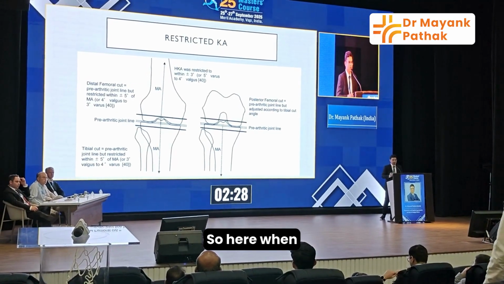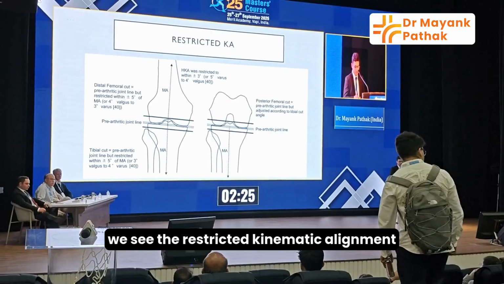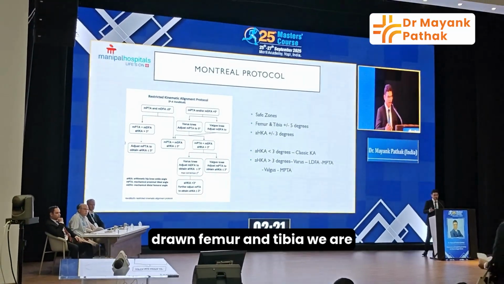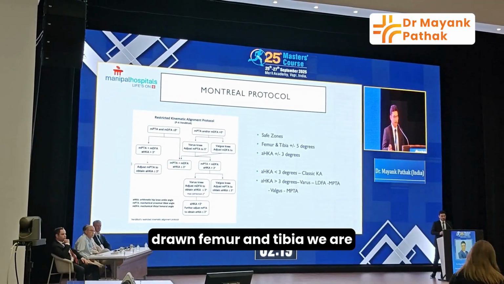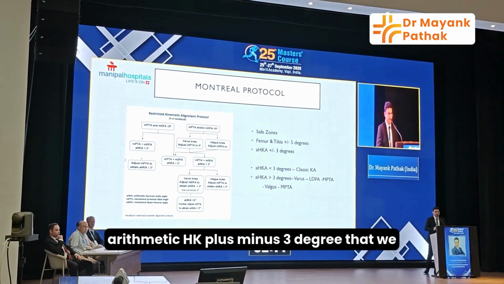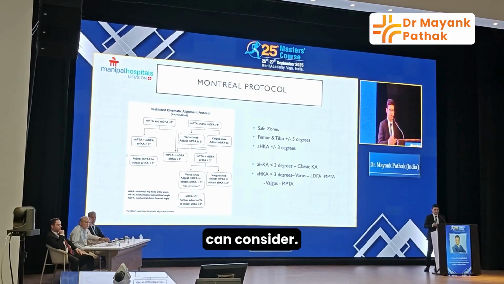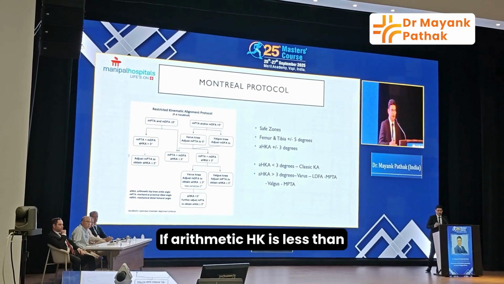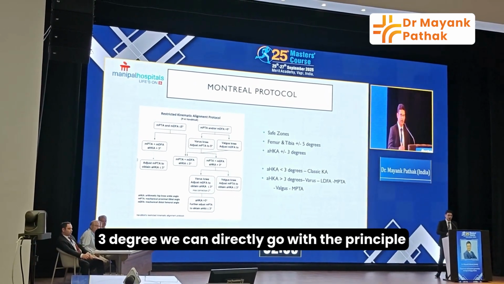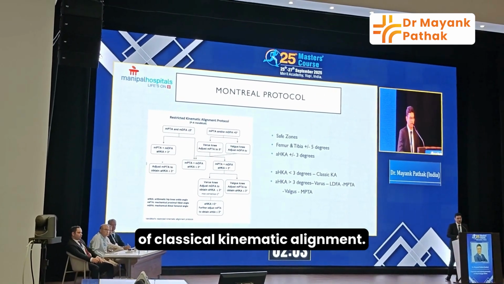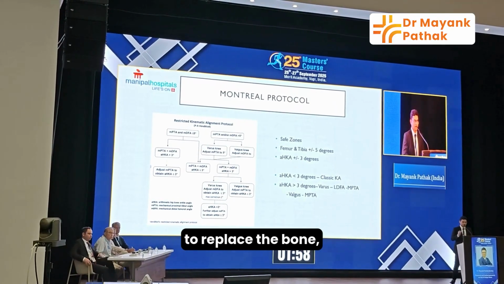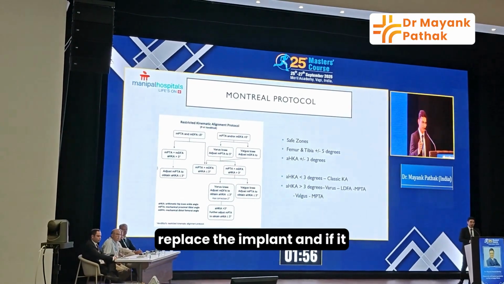So when we see the restricted kinematic alignment, there is a Manipal protocol. We have created a safe joint, femur and tibia. We are cutting within plus minus 5 degrees of HKA, and arithmetic HKA plus minus 3 degrees we can consider. If arithmetic HKA is less than 3 degrees, we can directly go with the principle of classical kinematic alignment, where only the cut is replaced to replace the bone, replace the implant.